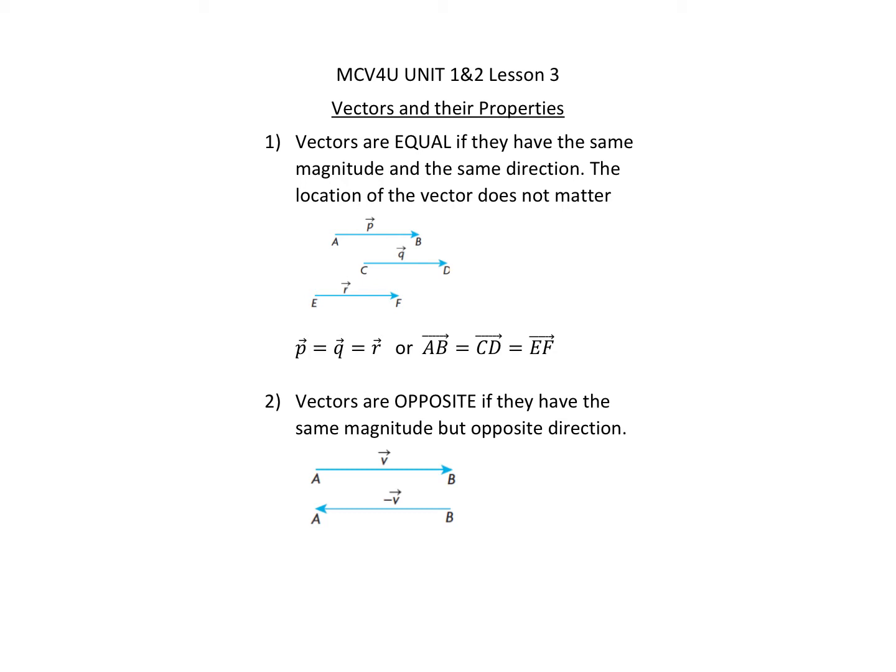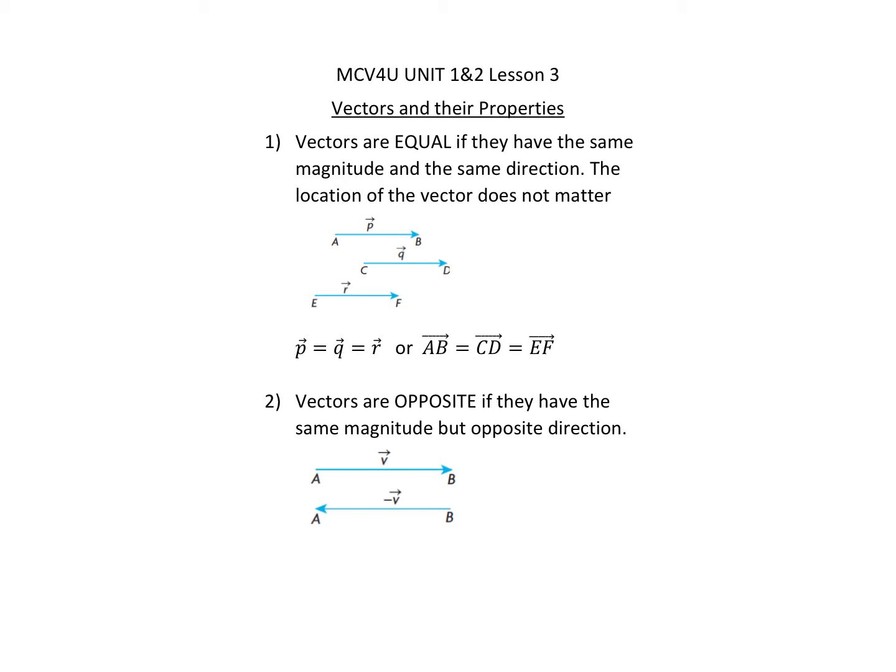Generally, to be going in the same direction, they would need to be parallel and they would need to be the same length. So here we have 3 vectors labeled P, Q, and R. We can see that they're all the same magnitude and they're all going in the same direction. So we could say that P equals Q equals R, or we could use the start and end point: vector AB is equal to vector CD, which is equal to vector EF.